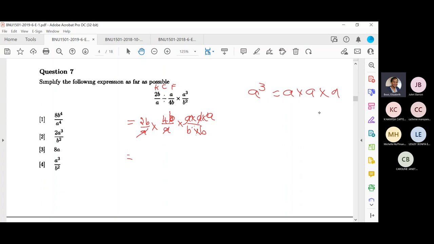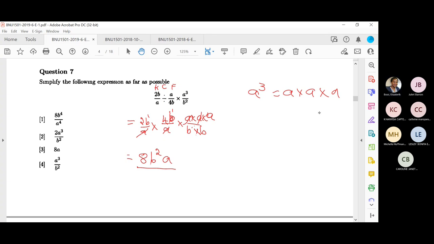So 2b times 4b is 8b. Remember, they've got the same base, b to the power of 1 and b to the power of 1, right? So 2 times 4, we multiply numbers as numbers, it's 8. b to the power of 1 plus 1 will be b squared, right? I'm just going to keep b squared the way we have it so that I don't have to do anything to this b at the bottom. And a is what is left at the top.